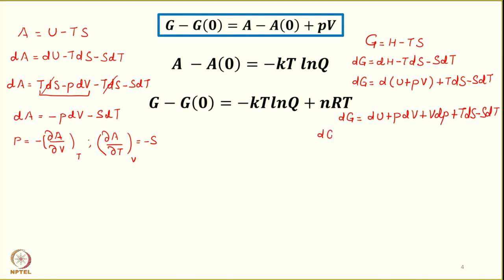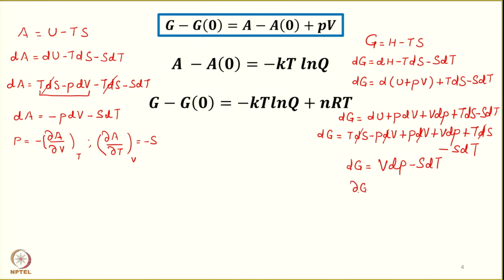No problem. So dG is equal to, now in place of dU, I will use the fundamental equation TdS minus PdV, plus PdV plus VdP plus TdS minus SdT. You have TdS cancelling with TdS, PdV cancelling with PdV. So I have dG is equal to VdP minus SdT. So therefore, the pressure derivative of the Gibbs function at constant temperature is volume, and the temperature derivative of the Gibbs function at constant pressure is minus S.